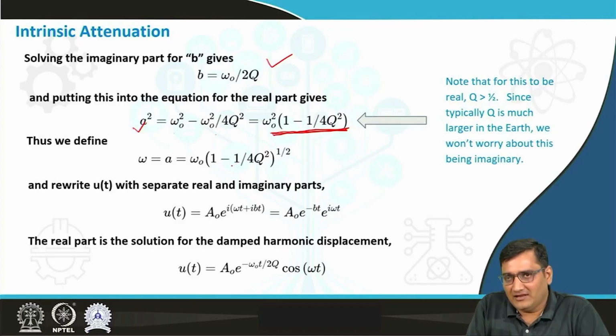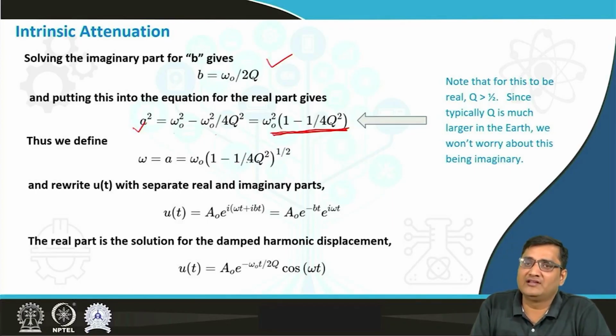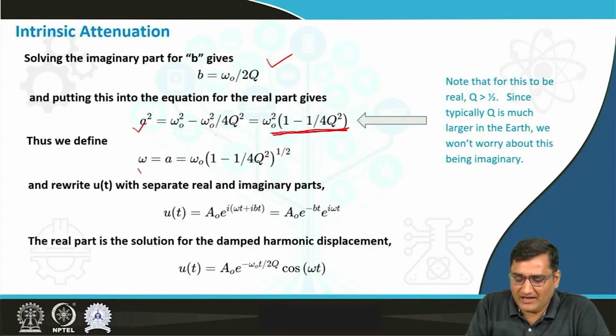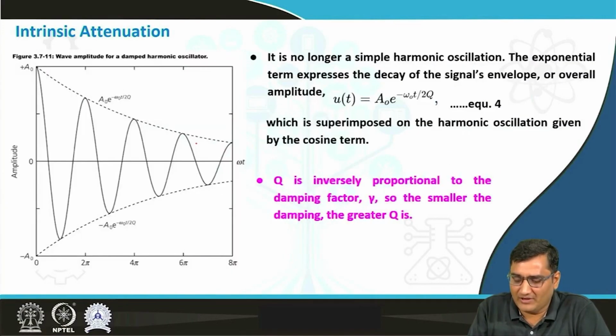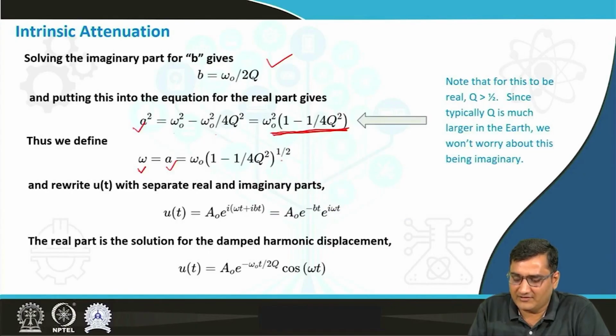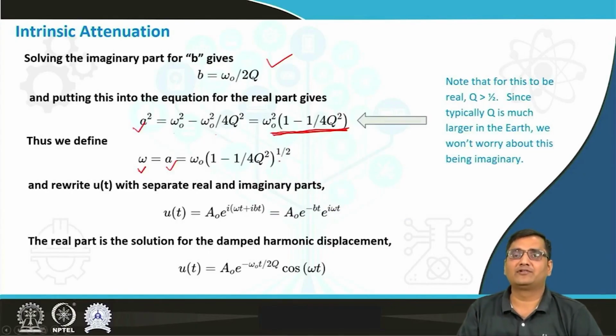So in a real earth situation, the value of q is generally very large, on the order of hundreds. So we should not be worried about this imaginary thing in this particular expression for a. Thus we can define omega, that will be equal to a. We are defining omega equal to a, that is equal to omega naught, that is the resonant frequency, in bracket 1 minus 1 by 4q square to the power 1 by 2.